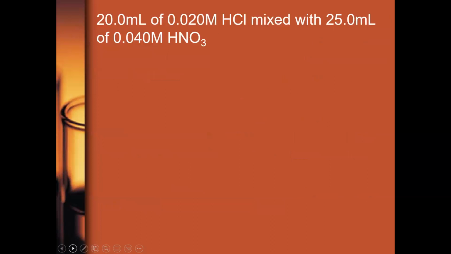So here, it says we have 20 milliliters of 0.02 molar hydrochloric acid being mixed with 25 milliliters of a 0.04 molar nitric acid. Now, both of these are strong acids. So we are mixing an acid and acid, which is that mixing similar solutions. So we said the first thing you do is figure out moles of hydrogen ion from both substances.